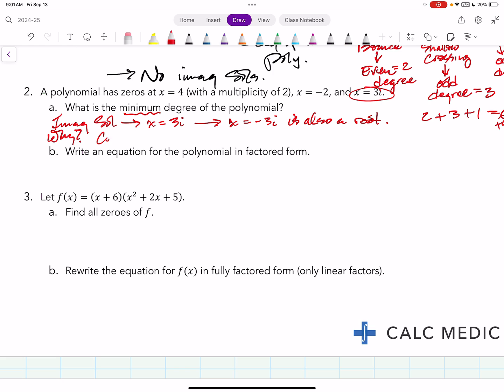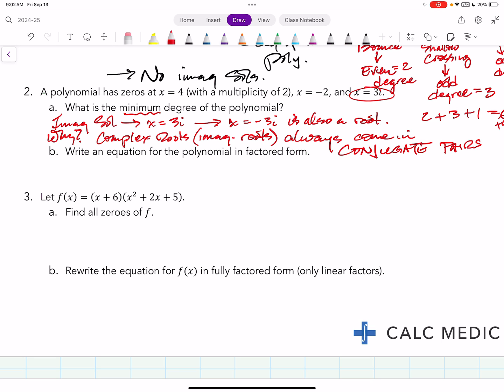Complex roots, which are called imaginary, always come in what are called conjugates. So let's focus on our new word here, conjugate pairs. Now, what are conjugate pairs? Well, in Algebra 2, you know that the general form of a complex number is a plus bi, and its conjugate is a minus bi. These are called conjugate pairs.